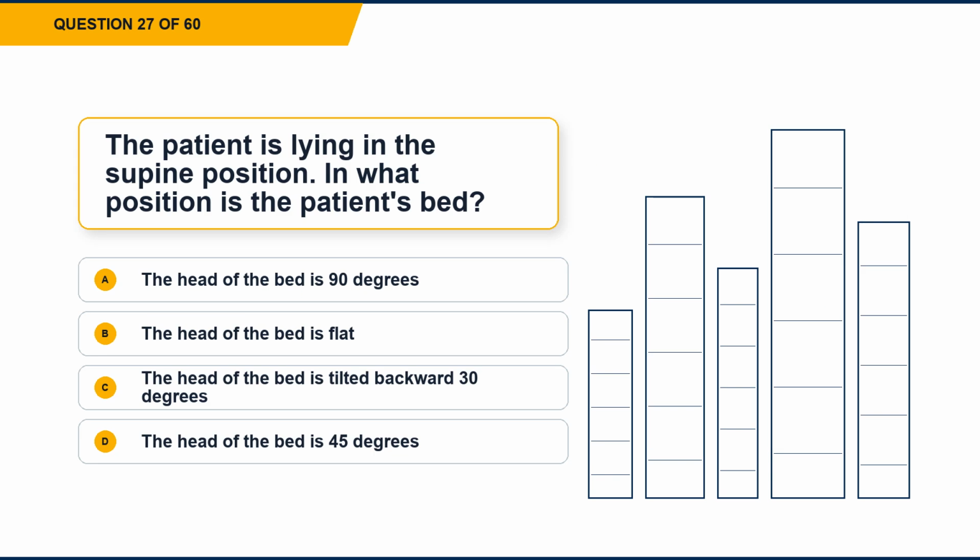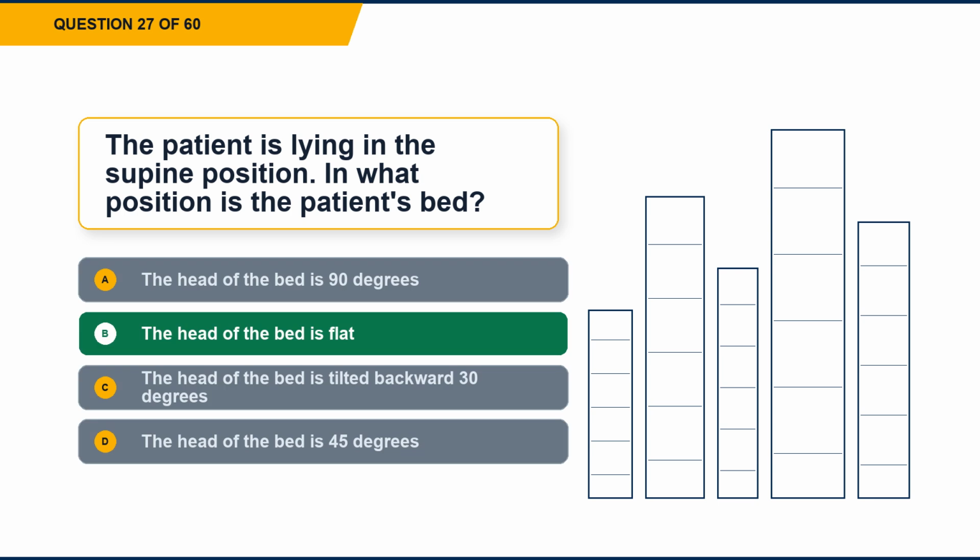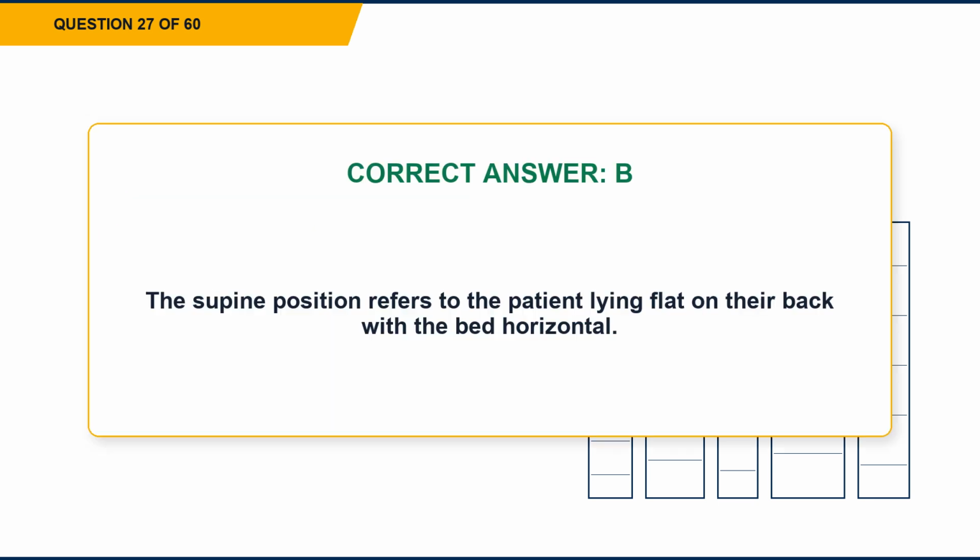Question 27. The patient is lying in the supine position. In what position is the patient's bed? Option A, the head of the bed is 90 degrees. Option B, the head of the bed is flat. Option C, the head of the bed is tilted backward 30 degrees. Option D, the head of the bed is 45 degrees. The correct answer is option B, the head of the bed is flat. Explanation. The supine position refers to the patient lying flat on their back with the bed horizontal.